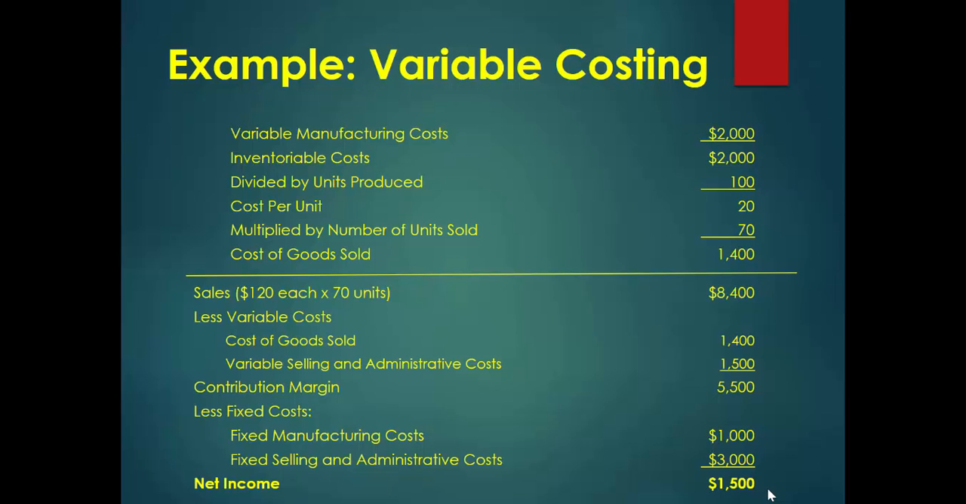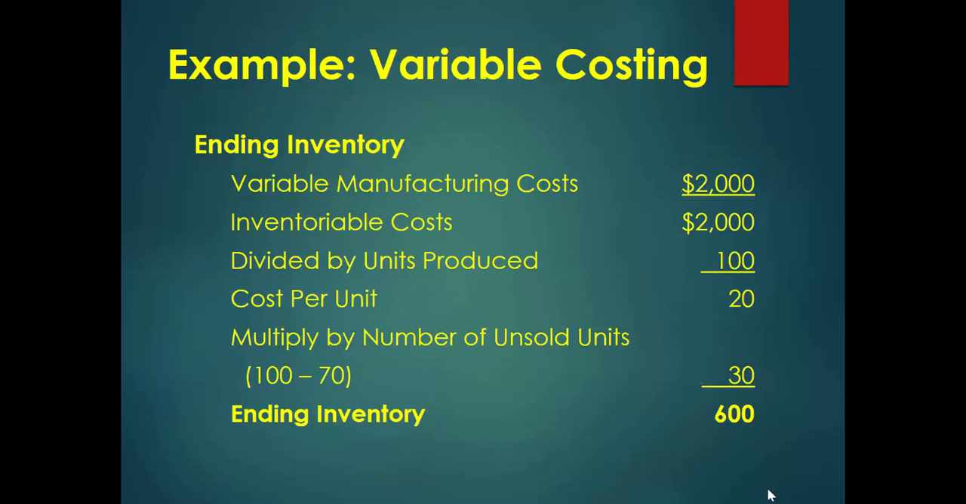Then when we do our calculation for our ending inventory, the top part of this calculation was done in the previous slide. Our cost per unit is $20. We're going to multiply that by the number of unsold units of 30, and we have ending inventory of 600.